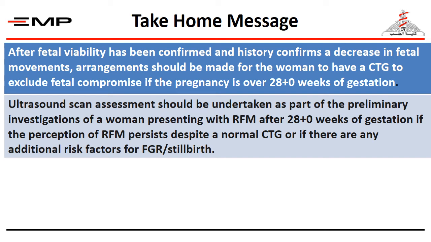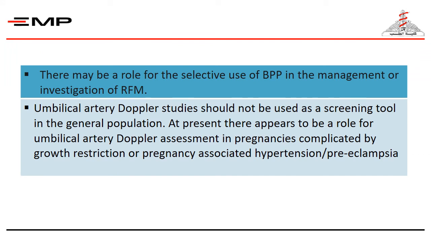Ultrasound scan assessment should be undertaken as a part of the preliminary investigation for women with reduced fetal movements who are beyond 28 weeks gestation if the perception of the reduction in the fetal movement persists despite a normal CTG, or if there are any additional risk factors for fetal growth restriction or stillbirth. There may be a role for the selective use of biophysical profile in the management and investigation of reduced fetal movements. Umbilical Doppler studies, on the other hand, should not be used as a screening tool in the general population.